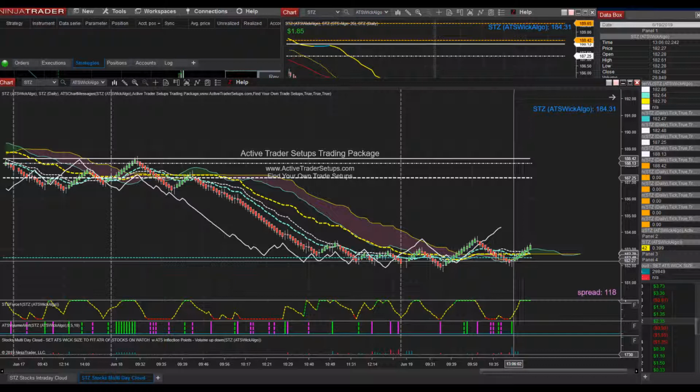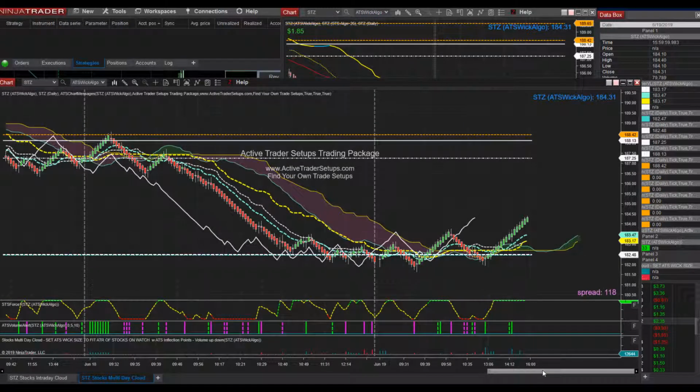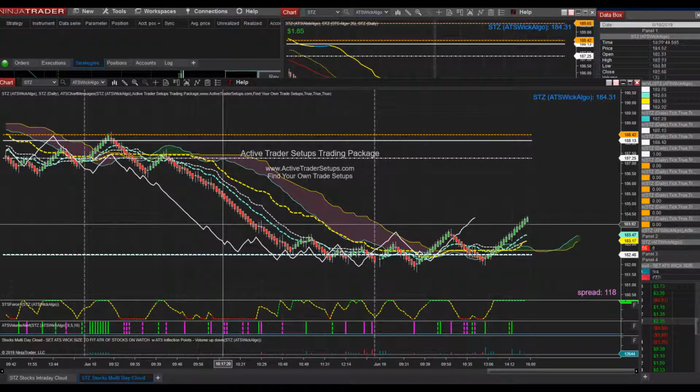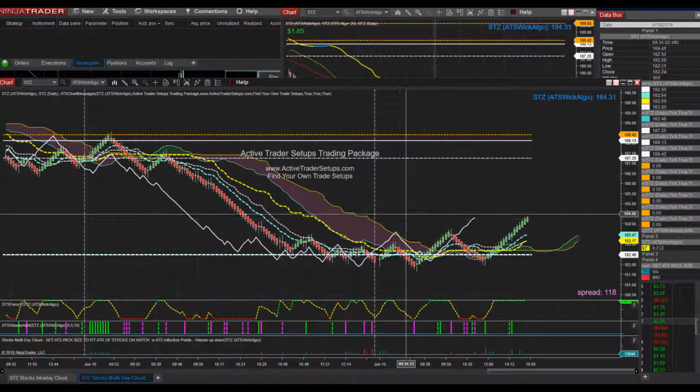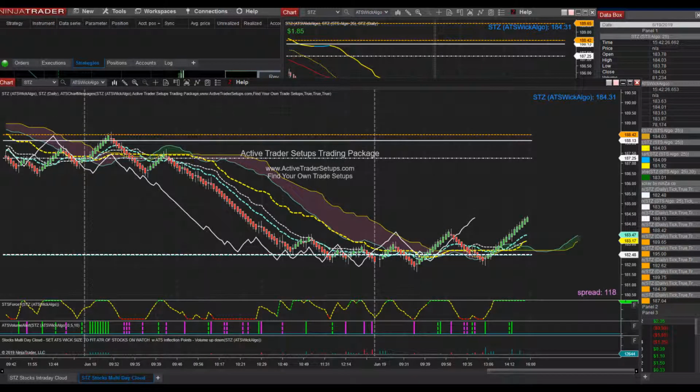You have to look at the time here. This is 12:45. This is 2 o'clock. Of course, we had an FOMC today, so that slowed everything down. But this stock gave a pretty good run after that. I mainly wanted to show this prior one. Next chart we're going to look at is LUV.